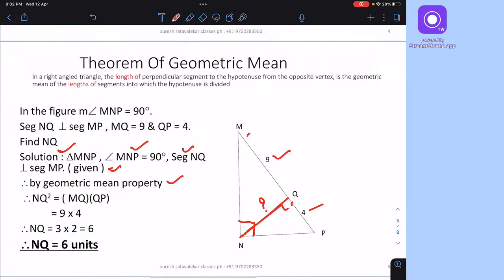therefore by geometric mean property, NQ square is equal to MQ into QP. MQ is given as 9, QP is given as 4. So NQ will be equal to, taking square root of 9 is 3, square root of 4 is 2, 3 into 2 is 6. So NQ is equal to 6 units.